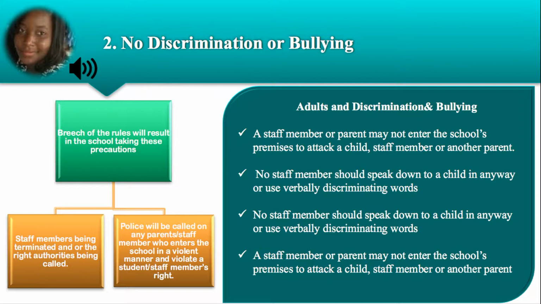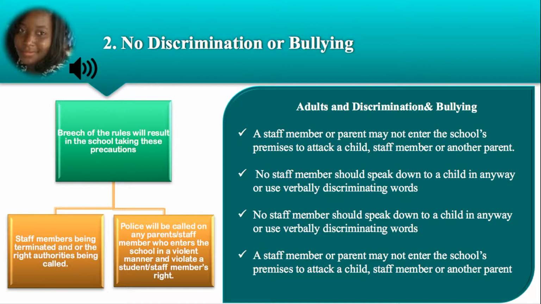Staff members should not discuss a child's personal information with another parent. Staff members should not speak down to a child in any way or use verbally discriminating words. Children should not be made fun of for asking to use the bathroom regularly or for wetting themselves. A staff member or a parent may not enter the school's premises to attack a child, staff member, or any parent.